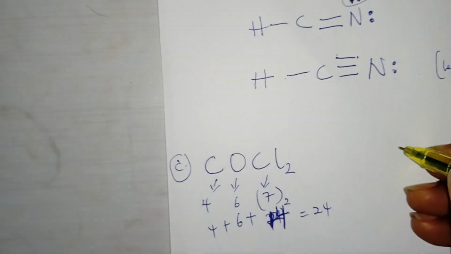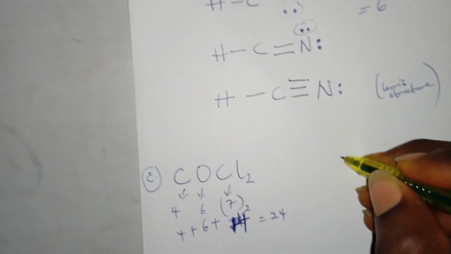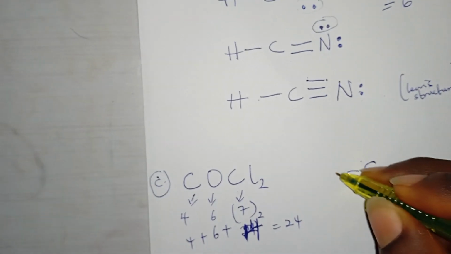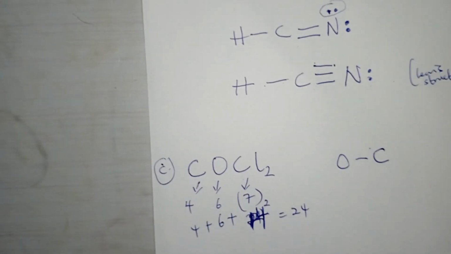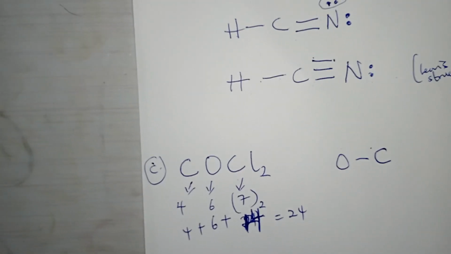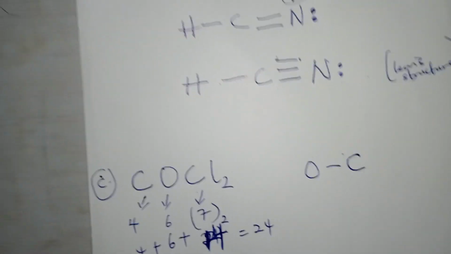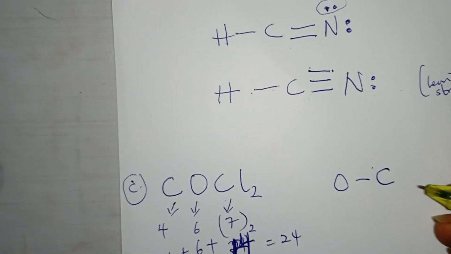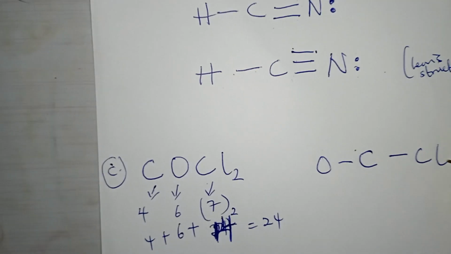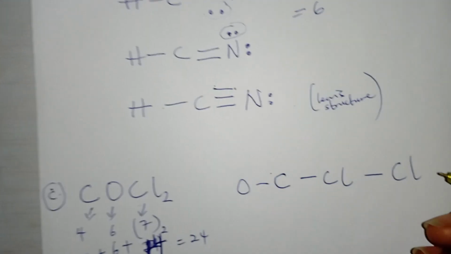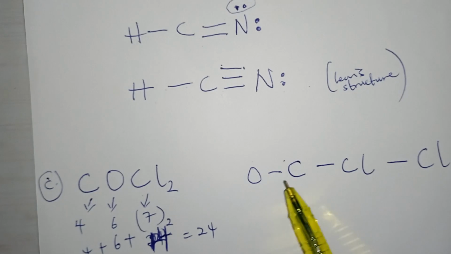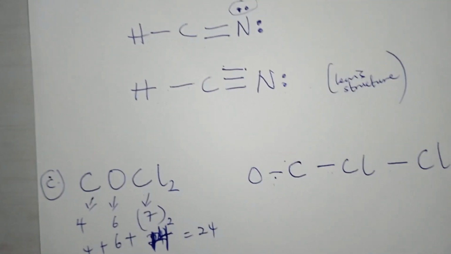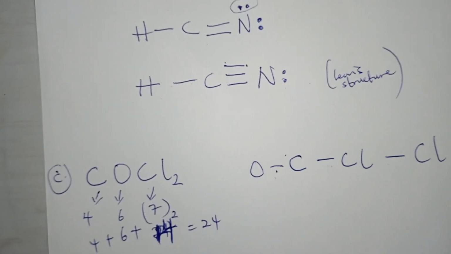So let's write it. Carbon is the least electronegative here. Then let me write oxygen on one side, by the right. Anywhere you see oxygen together with other elements in a compound, always try to separate oxygen. Then I have chlorine, the first one, and the second one. So how many bonds exist here? I have 1, 2, 3 bonds.